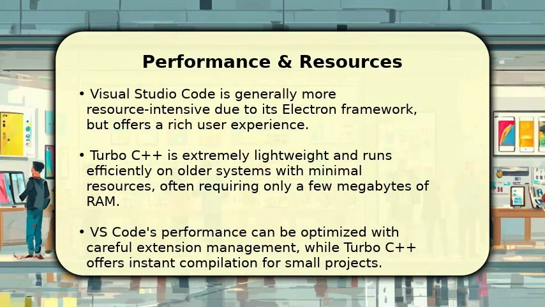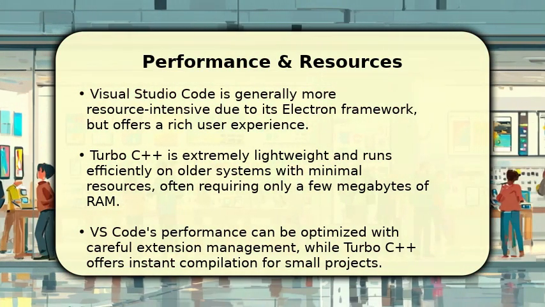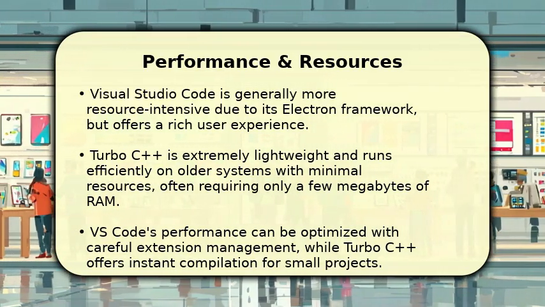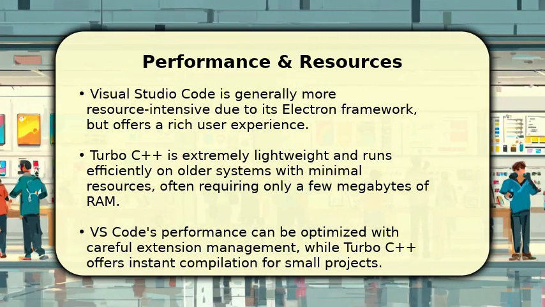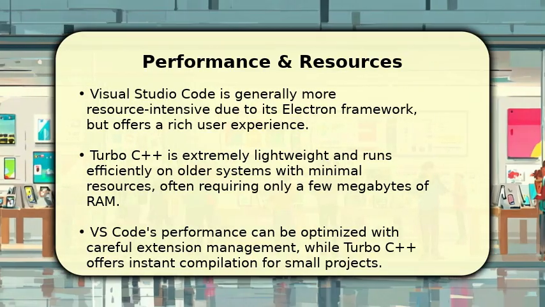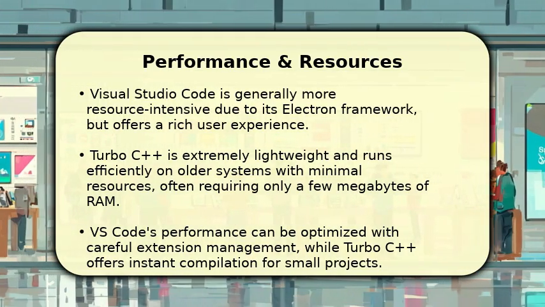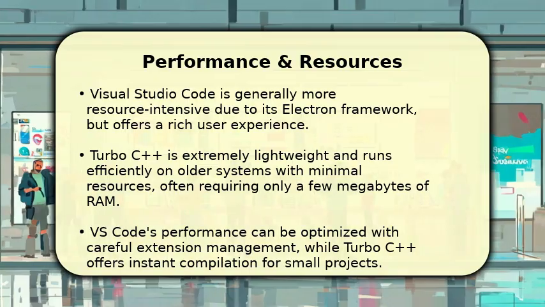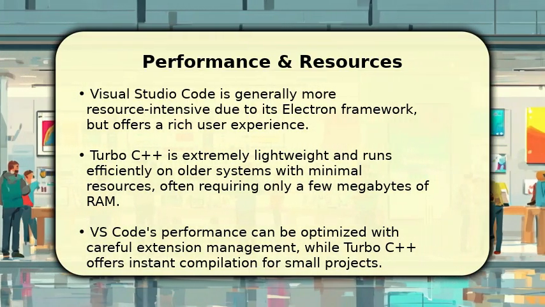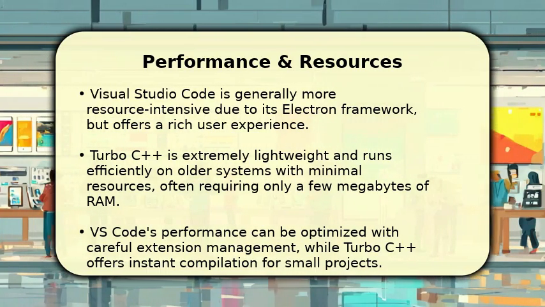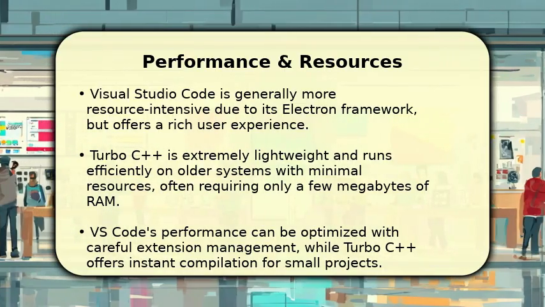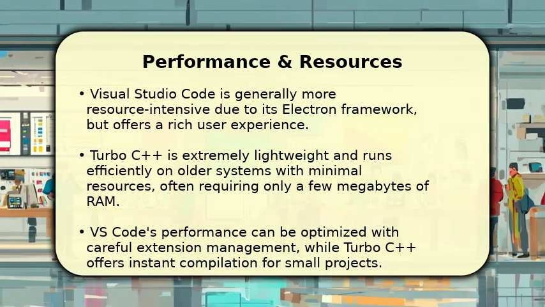When considering performance, Visual Studio Code, built on the Electron framework, can be more resource-intensive, potentially using several hundred megabytes of RAM. However, it offers a highly responsive and feature-rich experience. Turbo C++, on the other hand, is incredibly lightweight, often requiring only a few megabytes of memory, making it ideal for older systems or very simple projects where speed of compilation is paramount. Its minimal footprint is a key advantage in specific scenarios.